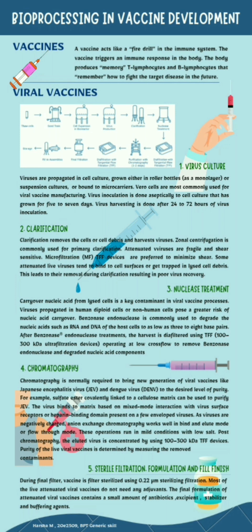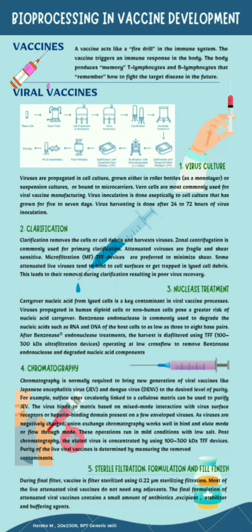Next step is the nuclease treatment. Carryover nucleic acid, that is nucleic acid released from lysed cells, is a key contaminant in viral vaccine process. Viruses propagated in human diploid cells or non-human cells pose a greater risk of nucleic acid carryover. Benzonase nuclease is an endonuclease that is commonly used to degrade the nucleic acids such as RNA and DNA of the host cells. After benzonase endonuclease treatments, the harvest is filtered to remove benzonase endonuclease and degraded nucleic acid components.